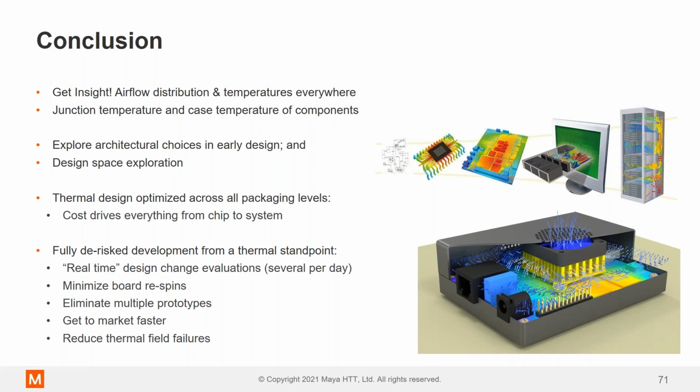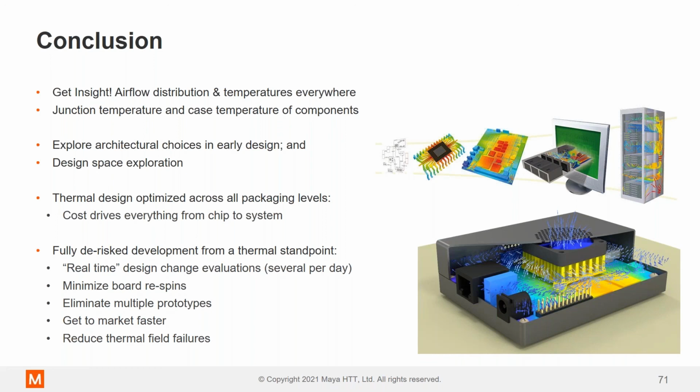You can make those real-time design changes. The PCBs can be updated and replaced within your system quickly, just by editing the board. We can minimize board respins. If there's a big problem with the board, that can be highlighted before you've signed it off. We can eliminate multiple prototypes, get to market faster, and reduce field failures. That's really what we're trying to do with FlowTherm.